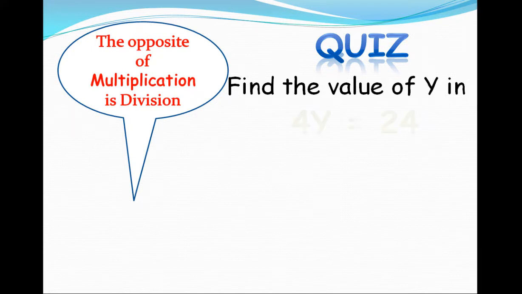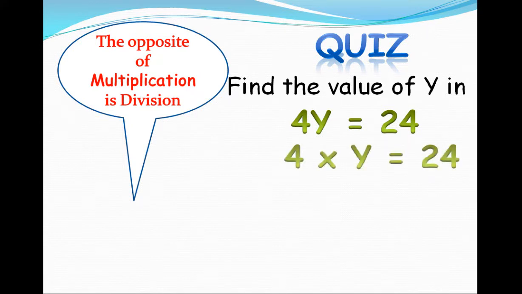Now look at this quiz. Find the value of y in 4y is equal to 24. Now, 4y means 4 times y. The sign joining 4y together is multiplication. Then we have 4 times y is equal to 24. Remember that the opposite of multiplication is division.